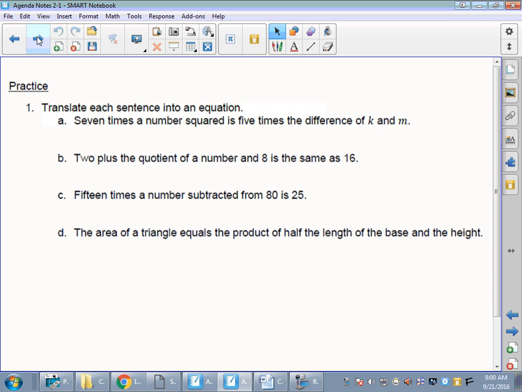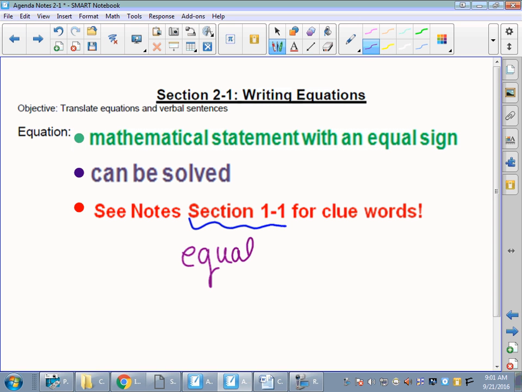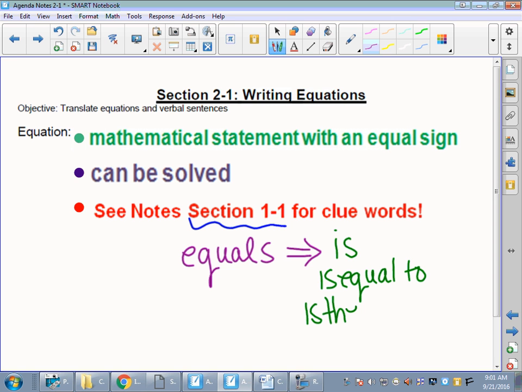So this first set of examples says to translate each sentence into an equation. Actually, let me back up real quick because there's one thing that we should add to Section 1.1 notes, which is equals. Clue words for equals: is, that's the big one. The actual word equals, is equal to, is the same as. But notice all of those have is in them. So equals or the word is are really your two big clue words in addition to our 1.1 notes.